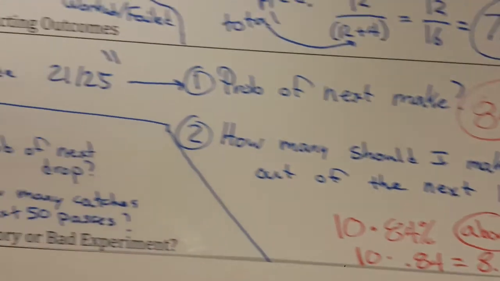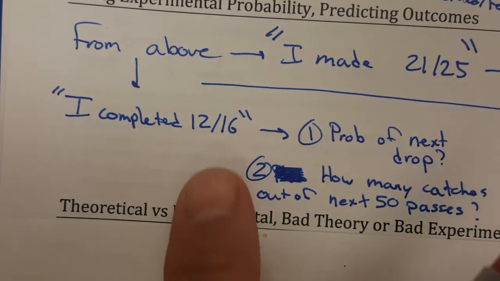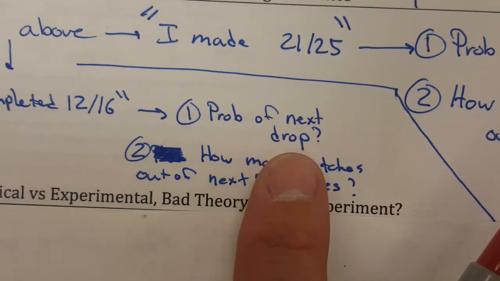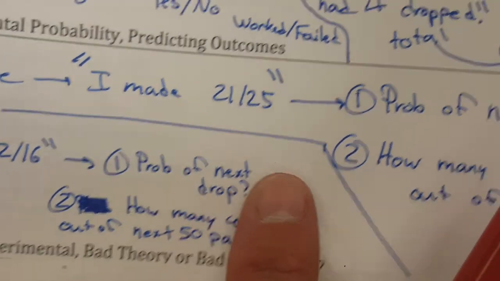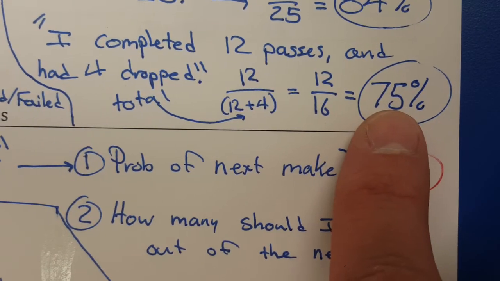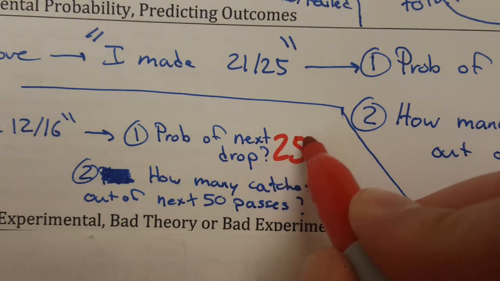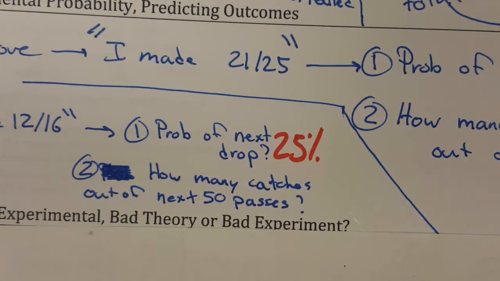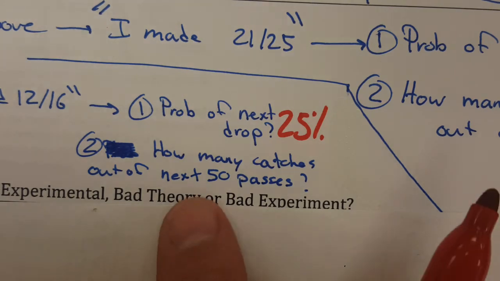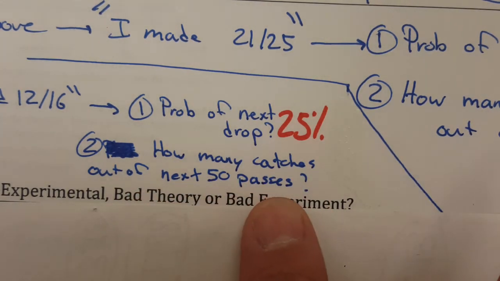So, next one, the football passes, here we go. I completed 12 out of 16. What's the probability of the next drop? Ooh, a compliment, right? So 75% of my passes are being completed, 25% of them are being dropped. There you go. There's a 25% chance my next pass will get dropped. Okay, how many catches out of the next 50 passes?